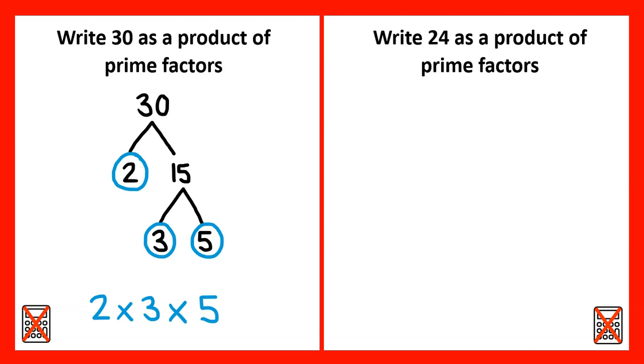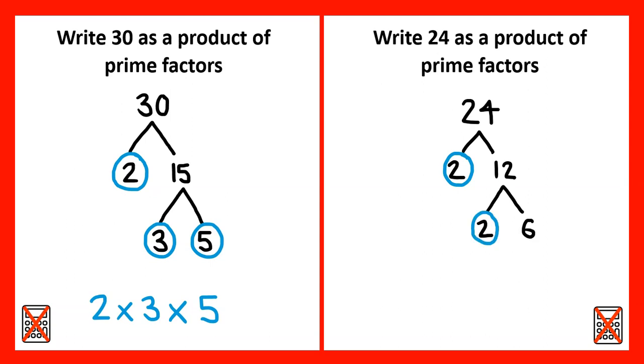On to the next question. We need to write 24 as a product of prime factors. Start by writing down 24. I'm going to split this into 2 multiplied by 12 gives me 24. We can continue with 12 to give me 2 multiplied by 6, and we can continue with 6 to give me 2 multiplied by 3. Writing this as a product would be 2 multiplied by 2 multiplied by 2 multiplied by 3.